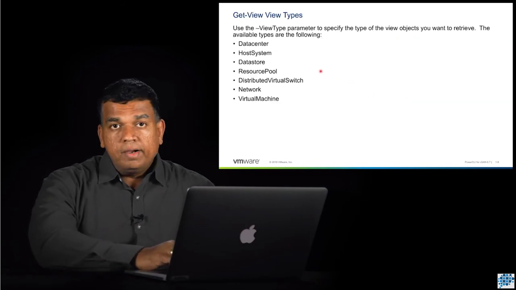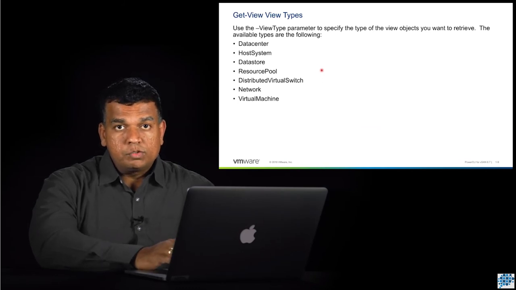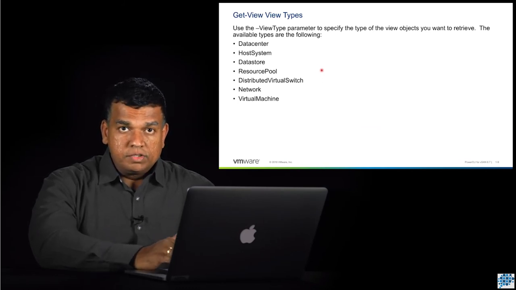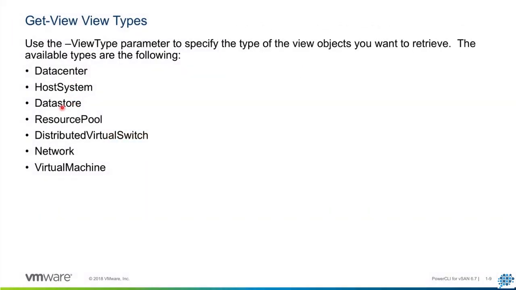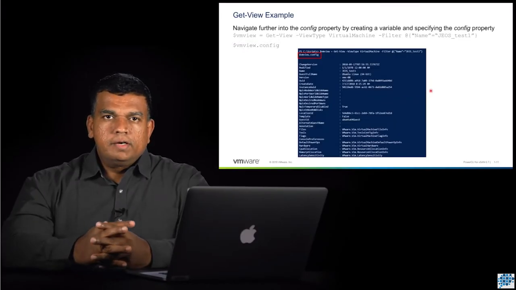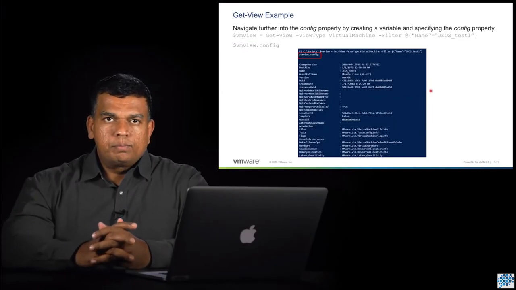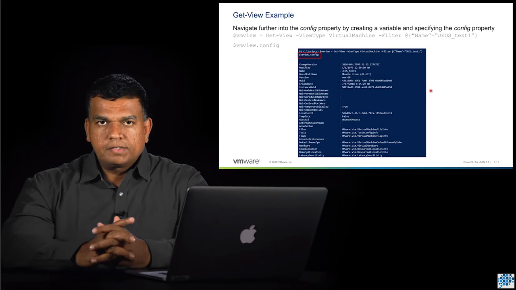The Get-View commandlet can be used for all the objects which are normally accessible using the PowerCLI commandlets. So for example, data center, host system, data store, resource pool, network, virtual machine, everything can be accessed using the Get-View commandlet. So now let's dig a little deeper into the properties of these view objects.